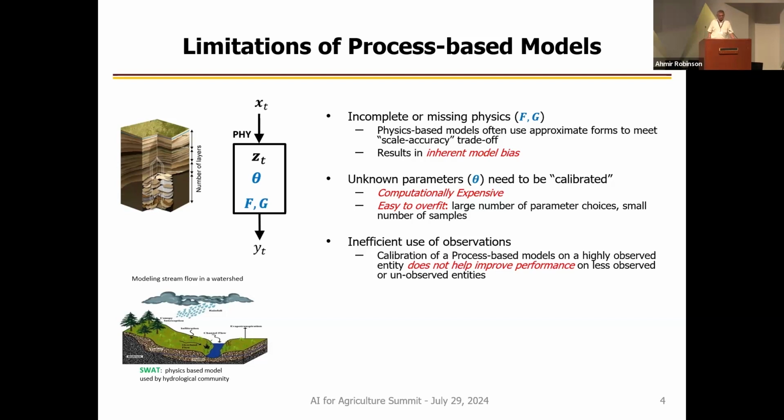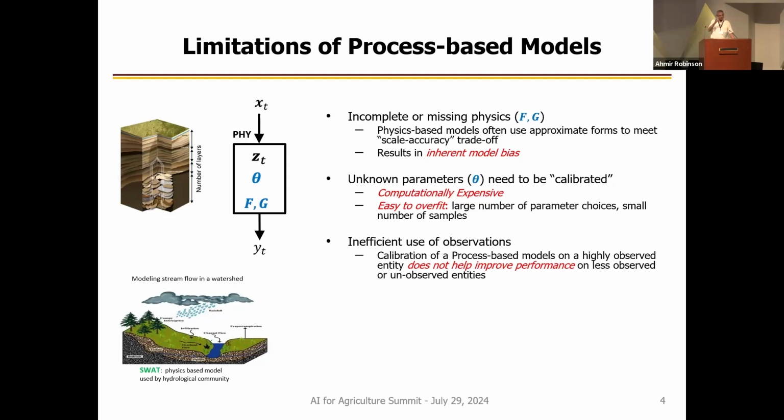But then there's another problem, which is that even the model that you're building has to have certain parameters. As an example, you see the soil column on the left side. If you knew the characteristics of soil at every different layer, your model would be more accurate.